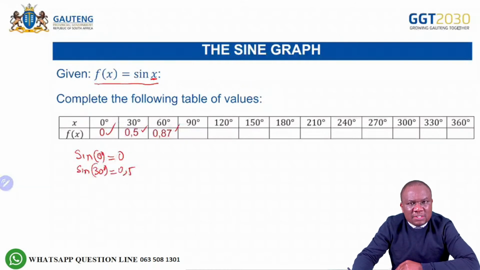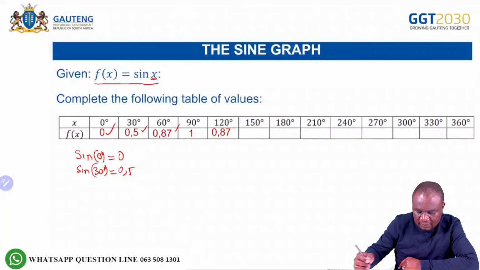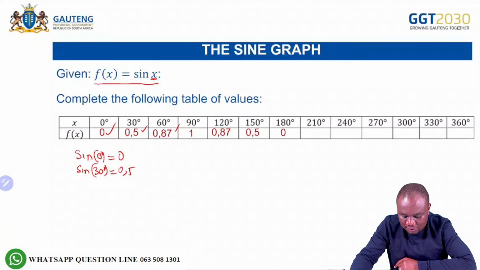Sine 90, what did you get for sine 90? Sine 90 is 1. Remember, cos 0 was 1, so it means sine 90 and cos 0 are the same. Right? Sine 120 degrees, 0,87. Please mark that. Sine 150 degrees, 0,5. Sine 180 degrees, 0. Okay, 0, not 0, something. Sine 180, 0.